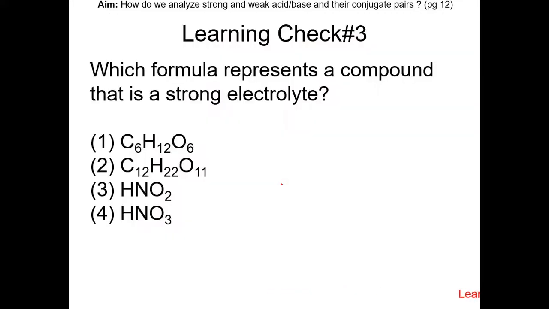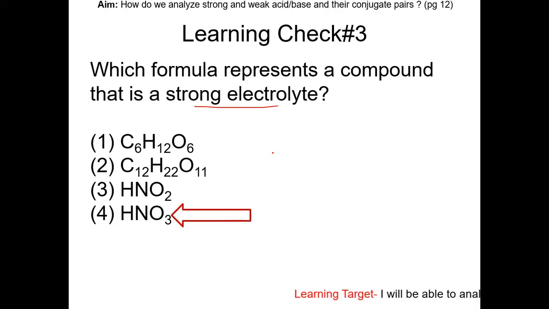Learning check number 3. Which formula represents a compound that is a strong electrolyte? Pause the video and resume as completed. A strong electrolyte is a strong acid or base, so the answer is choice 4, because that's nitric acid.